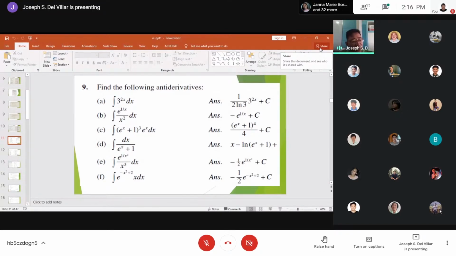Nakukuha nyo ba yung mga dinidiscuss natin? Baka mamaya salita ako ng salita dito, wala nang pala kayong natututunan. Ha?